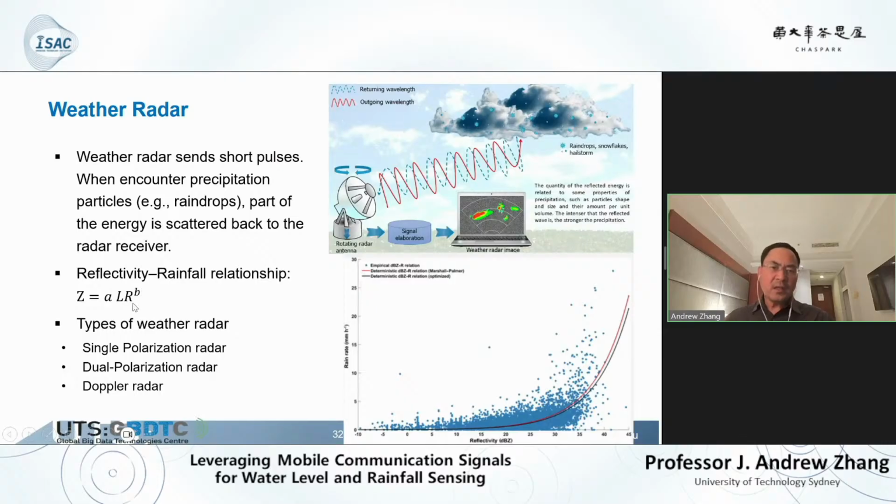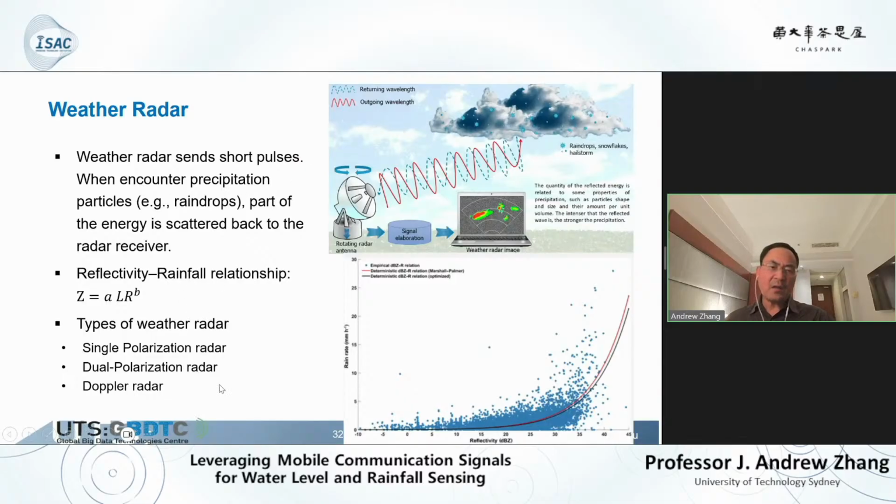rainfall intensity. So shown here is the propagation distance, the water intensity, the rainfall intensity, and the experimental coefficients. Based on the measured signal power, it uses this reflectivity and rainfall relationship to determine the rainfall intensity. Right? There are, of course, various radars, and the basic one is the one measuring the power attenuation.